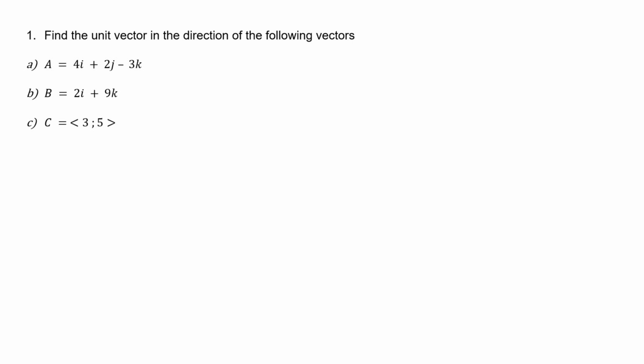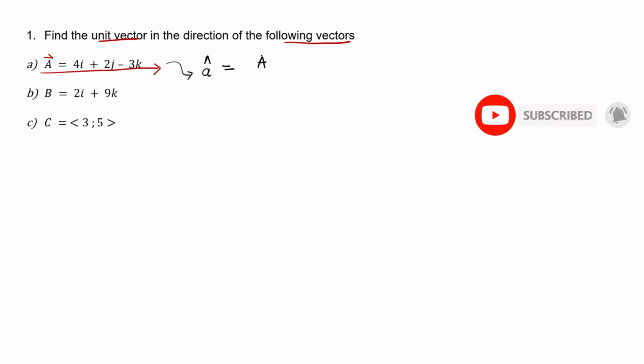So now find the unit vector in the direction of the following vector. We want to find the unit vector in the same direction as the following vector. We are given that the vector a is equal to 4i plus 2j minus 3k. This is vector a in its standard base notation. To find the unit vector, remember that you only need two things: the vector a and its magnitude. So the unit vector of a, written as small a with a cap on it, will be given by the vector a over the magnitude of vector a.